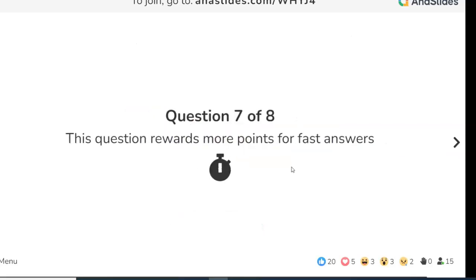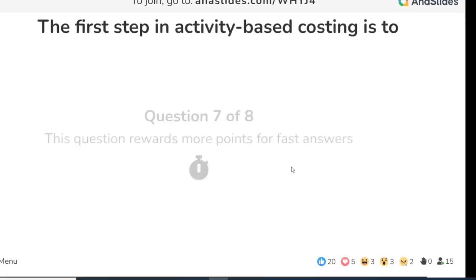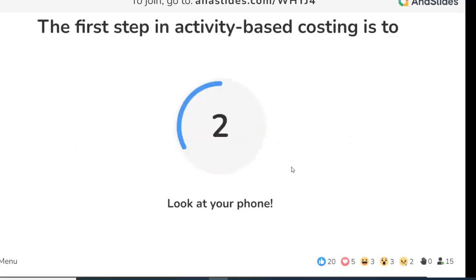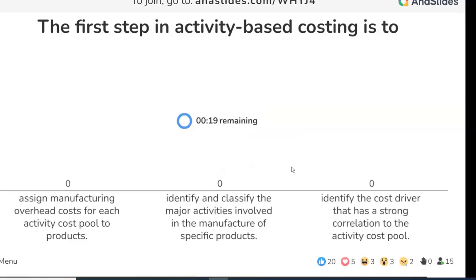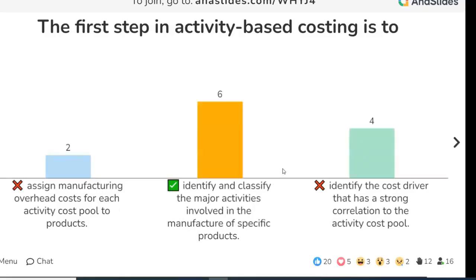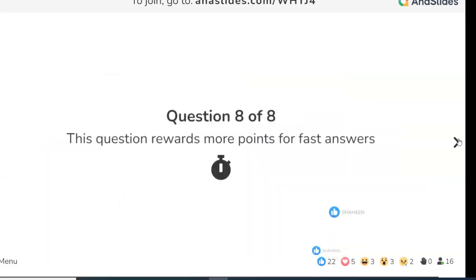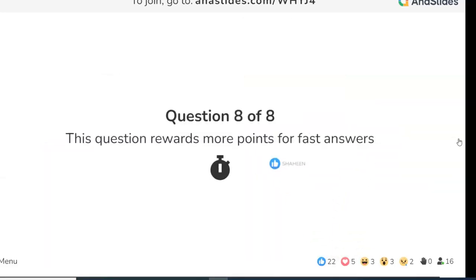All right, let's see what we got. I forget what these questions were. The first step in activity-based costing is to assign manufacturing overhead costs for each activity. Identify and classify the major activities involved in the manufacture of specific products. Identify the cost driver that has a strong correlation. Now, of course, all of these are steps. What's the first step? Yeah. First step is identify and classify. And then track the cost too. Good.